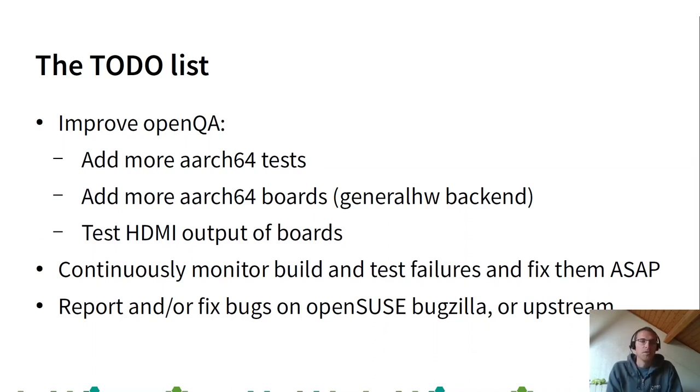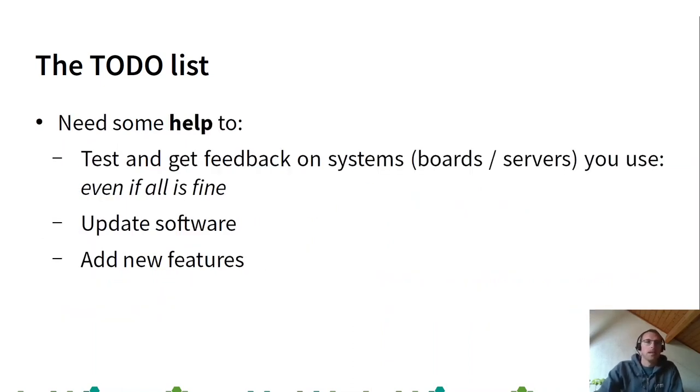We need to continuously monitor build and test failures and fix them as soon as possible. And of course, we need to report and fix bugs thanks to the openSUSE Bugzilla or maybe upstream. We also need some help to test and get feedback on the systems you use, which could be single board computers or servers. Even if all is fine, it's always great to know it. You can help us to update software, add new features, and if you have ideas you want to share, please reach out.